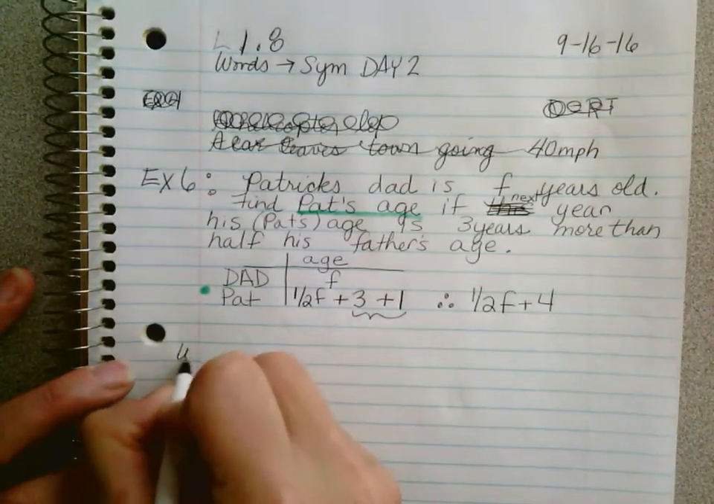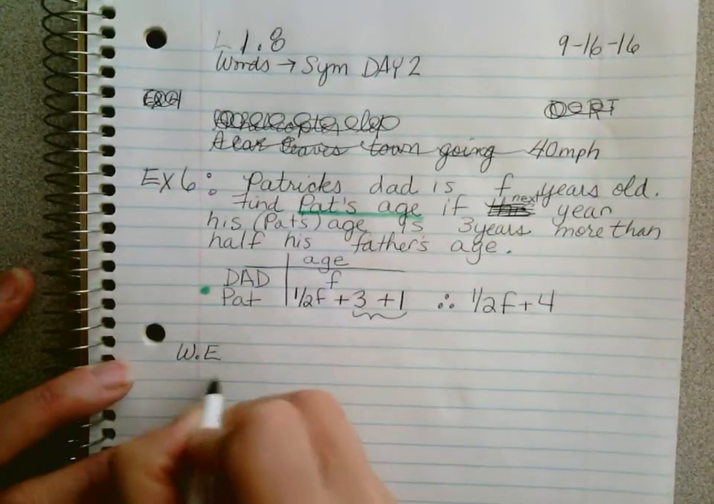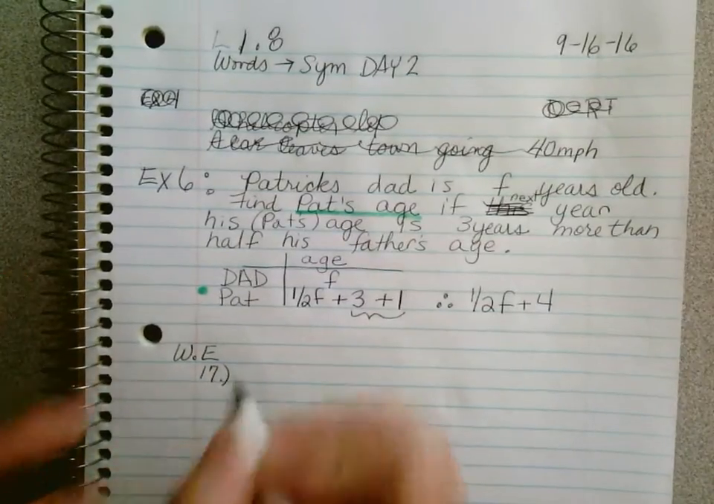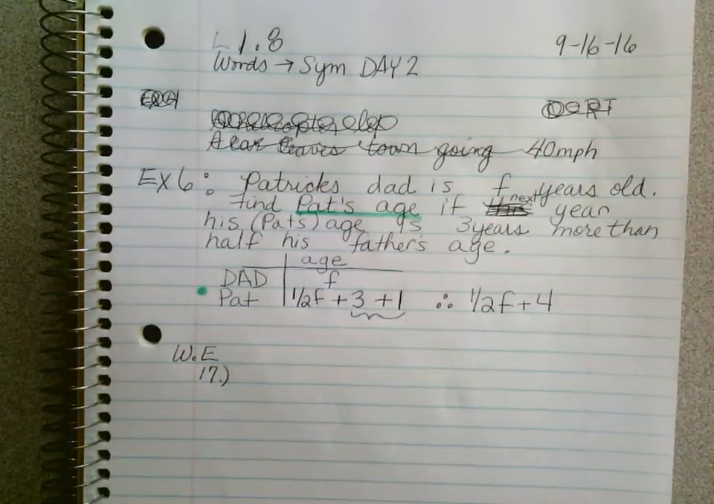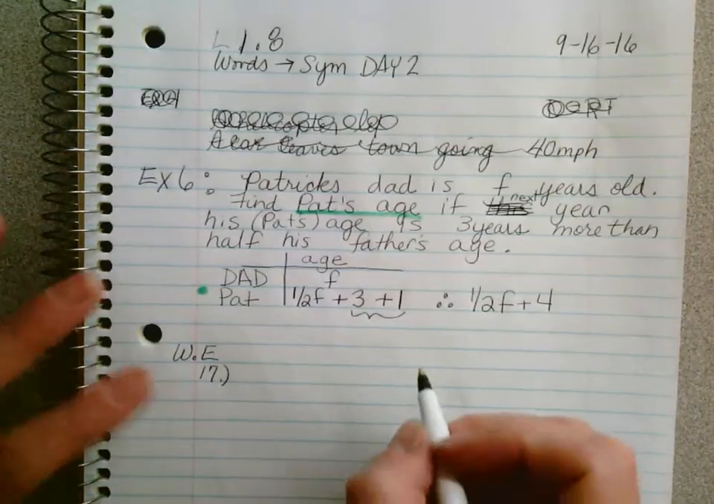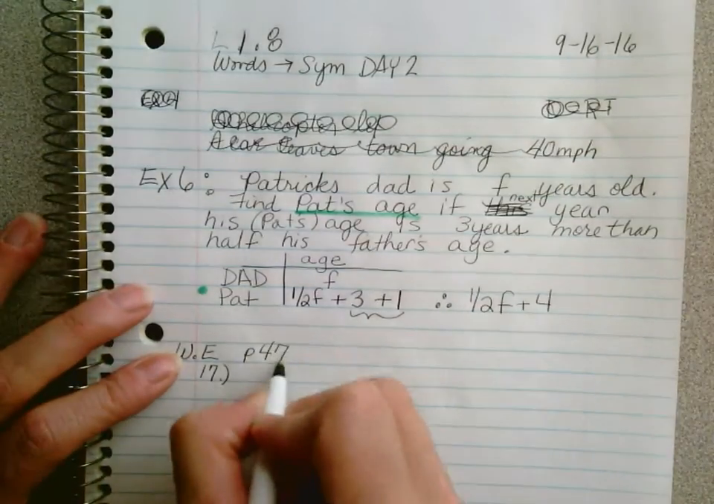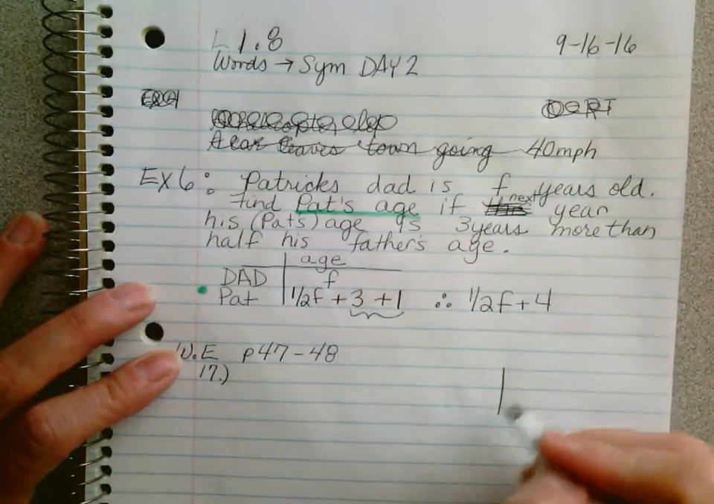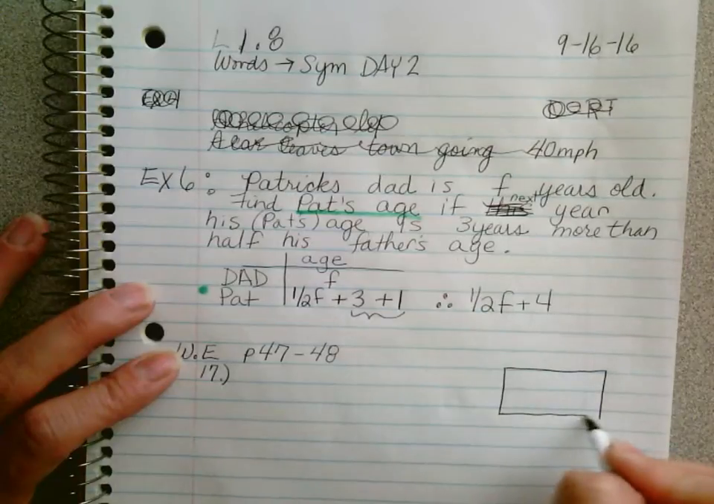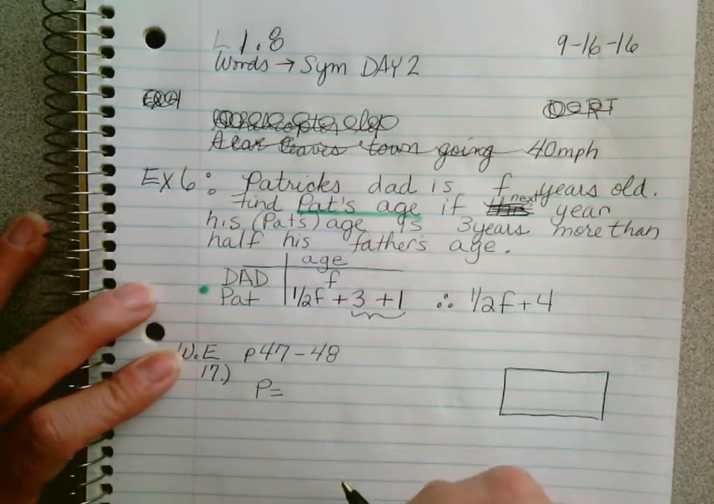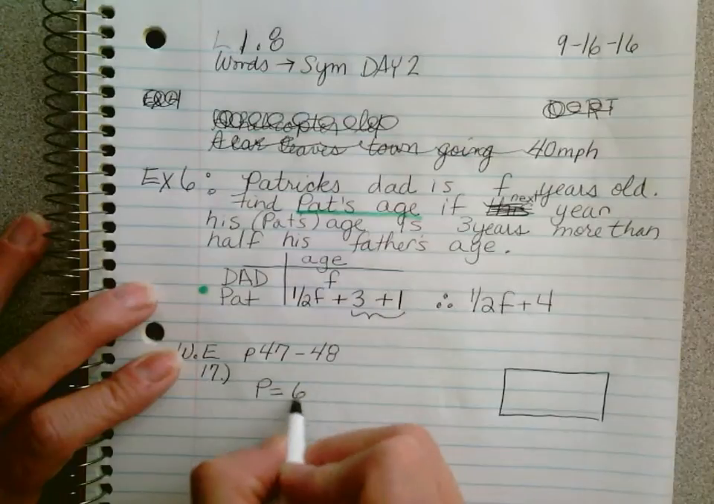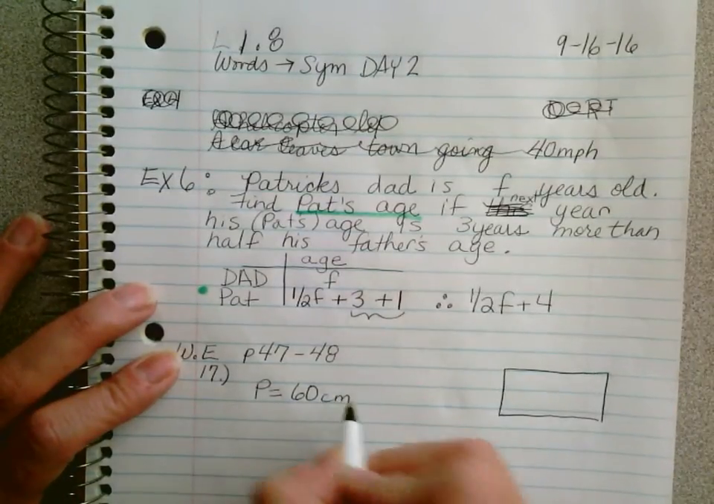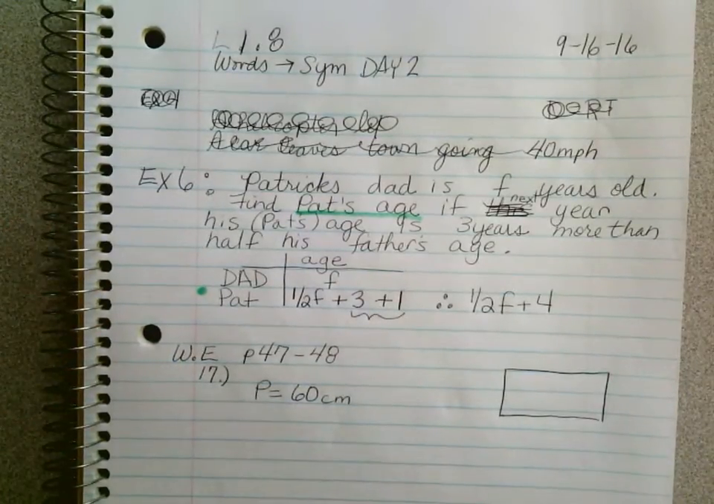Let's do written exercises 17 and 19, because you guys only went up to 15. 17 and 19. So I'm on page 47 and then 48. Here's 17. A quadrilateral has a perimeter of 60. You guys can see it. I'm not writing it out. It's actually right at the bottom of 47.